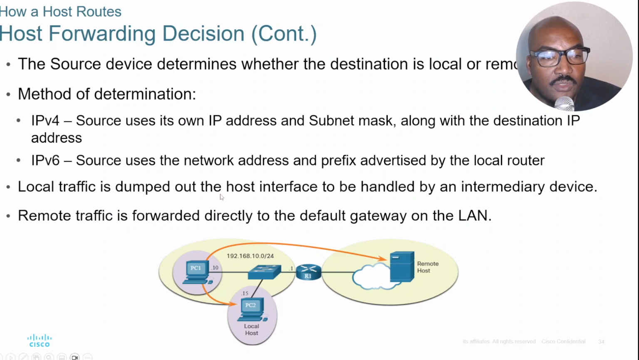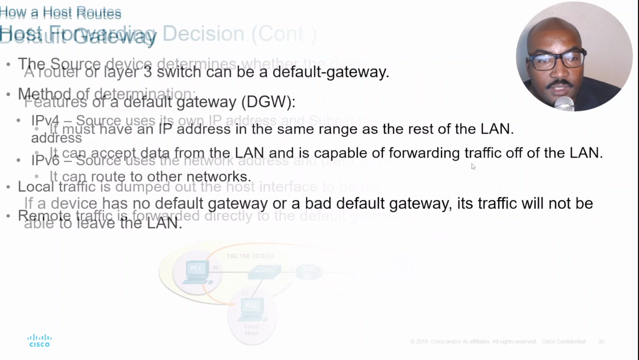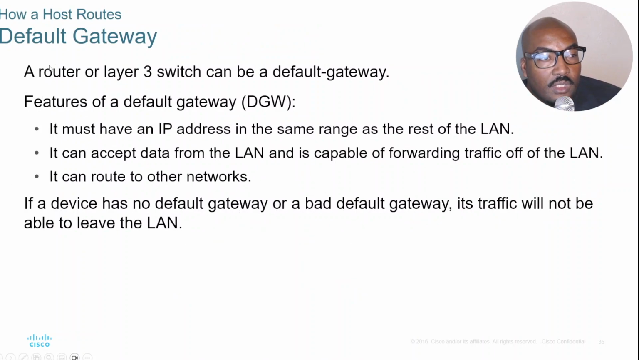Local traffic is dumped onto the host interface to be handled by an intermediary device. Remote traffic is forwarded directly to the default gateway on the local area network. Okay, so the default gateway. A router or a layer 3 switch can be a default gateway. Layer 3 means that it deals with network IP addresses.